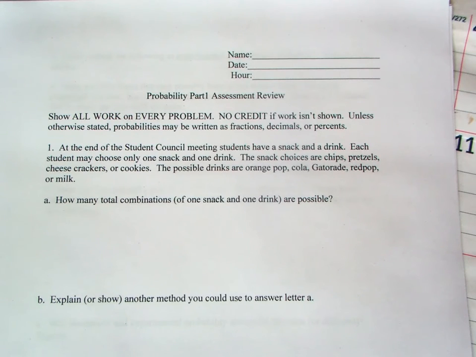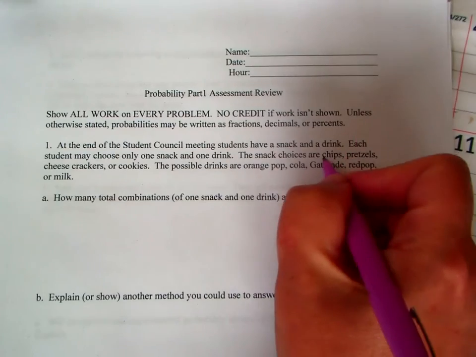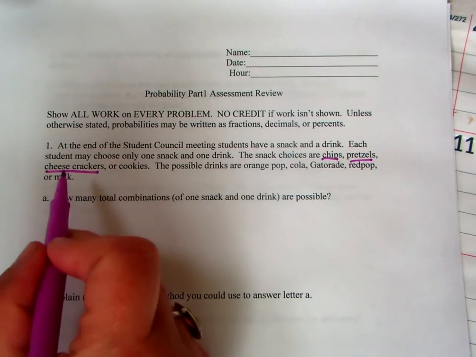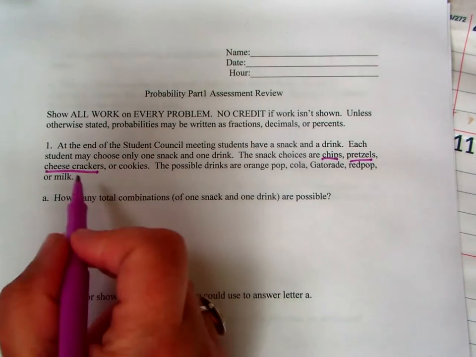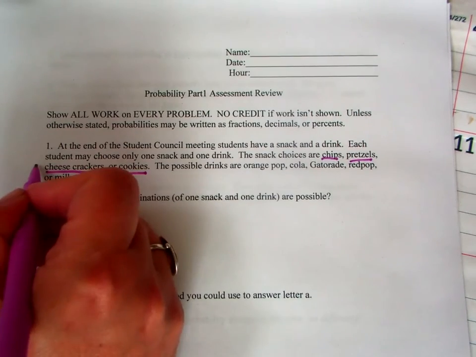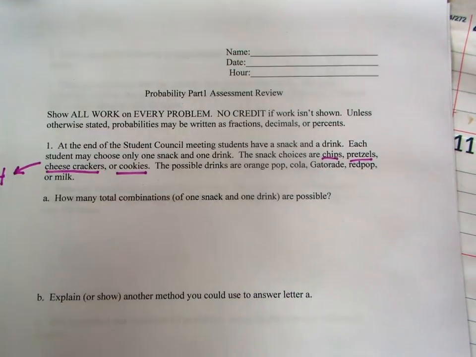So at the end of the student council meeting, students have a snack and a drink. Each student may choose only one snack and one drink. The snack choices are chips, pretzels, cheese crackers. So for those of you who needed that clarification, it's one in this particular case, no comma, and then or cookies. So you have a total of 4 choices. Okay?